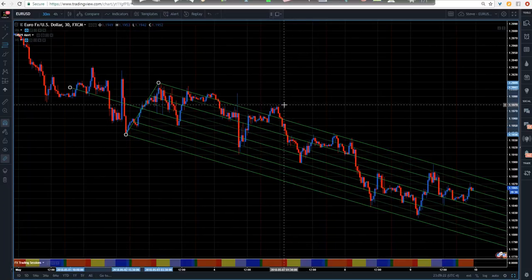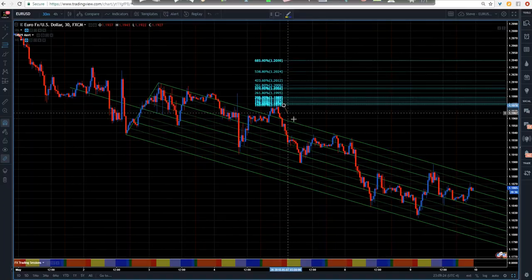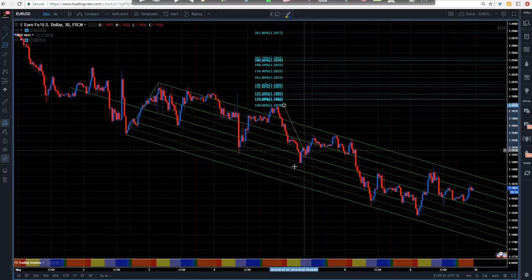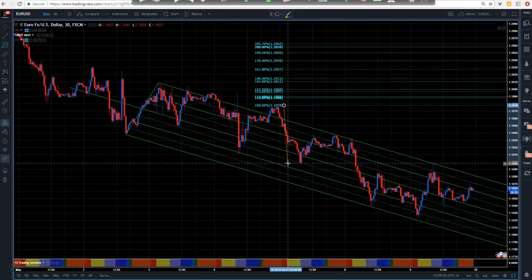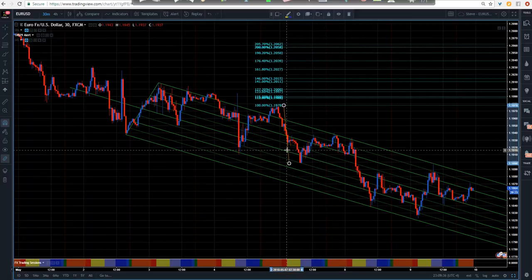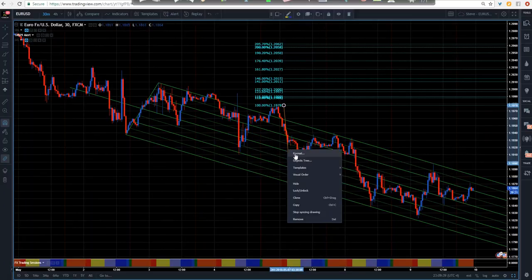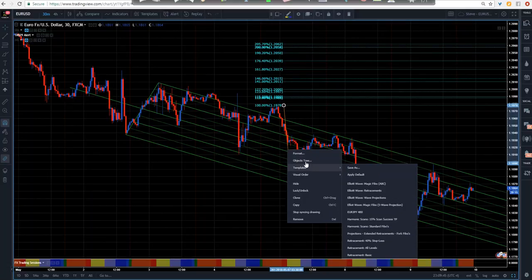I'm going to go up here. Don't worry about where those Fibonacci's are going for now. We'll come back and fix that. All right, so I'm going to go ahead and get in here and format the... I just want a simple retracement.